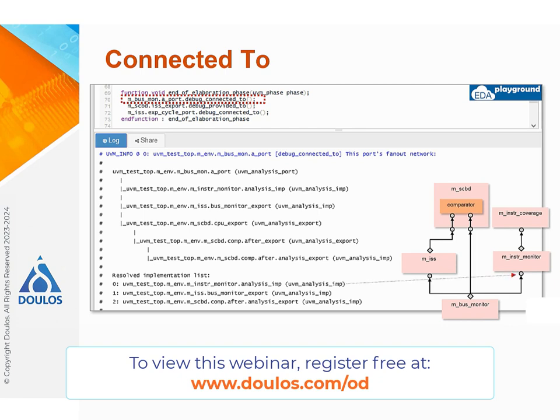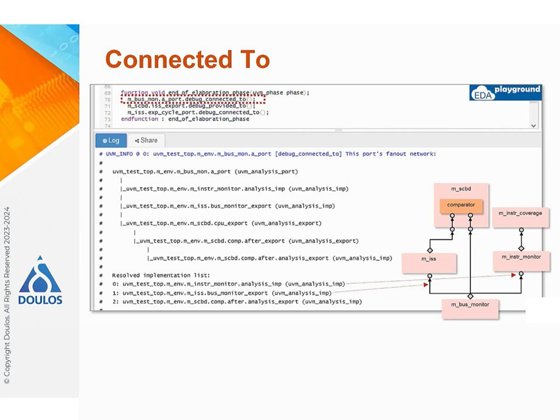We have an analysis connection here on our instruction monitor. We have one on our ISS reference model, and we have one on our scoreboard. And the hierarchical representation goes a step further and says that not only are we connected through the export on our scoreboard, but we also have an internal connection that connects to our UVM comparator that we're using, and it even dives deeper and says there is a connection to that inside of the UVM comparator.